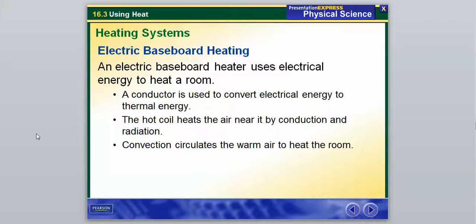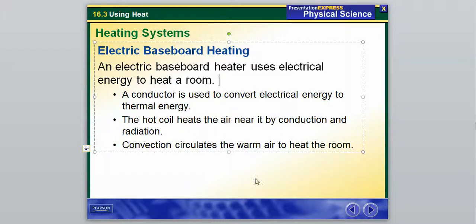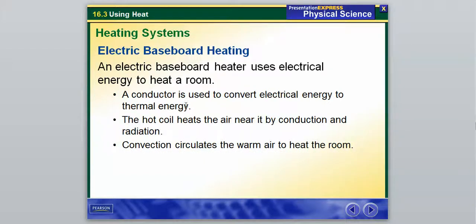Then another type of heating system is called electric baseboard heating. An electric baseboard heater is going to be towards the bottom of the floor. That's what your baseboard is. It uses electrical energy to heat a room. There's a conductor that's used to convert electrical energy to thermal energy. Then the hot coil heats the air near it by conduction and radiation, and it creates a convection current to circulate the warm air to heat the room.